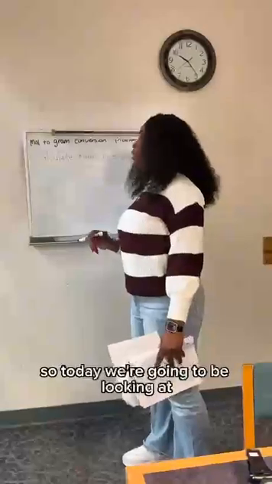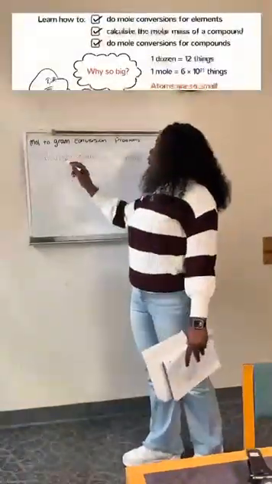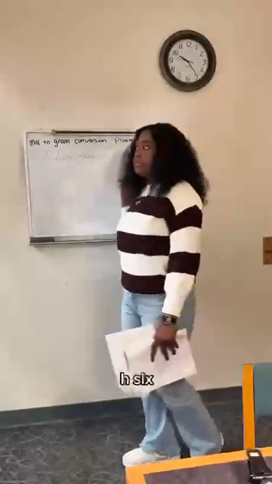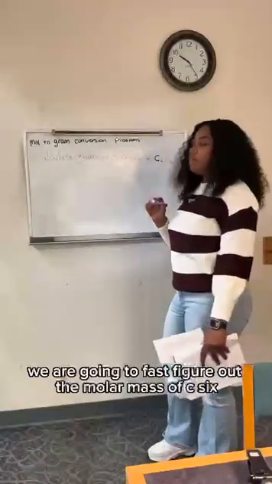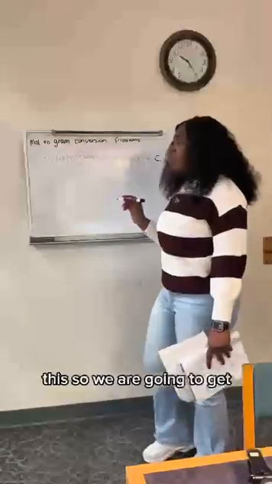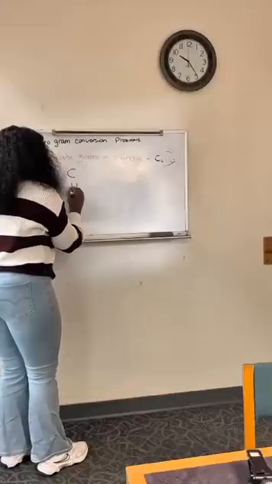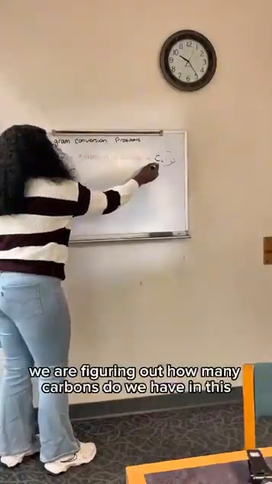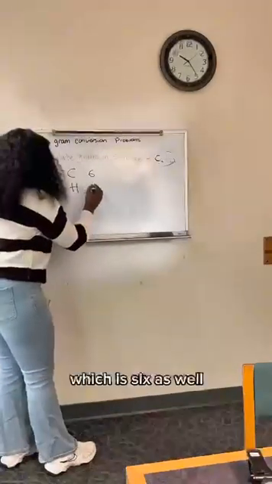Everybody, so today we're going to be looking at mole-to-gram conversion problems, and our first problem is calculate grams in 5.6 moles of C6H6. And how are we going to do this? We are going to first figure out the molar mass of C6H6, so we are going to get our carbon and our hydrogen. So we are figuring out how many carbons do we have in this, which is 6, and how many hydrogens do we have, which is 6 as well.